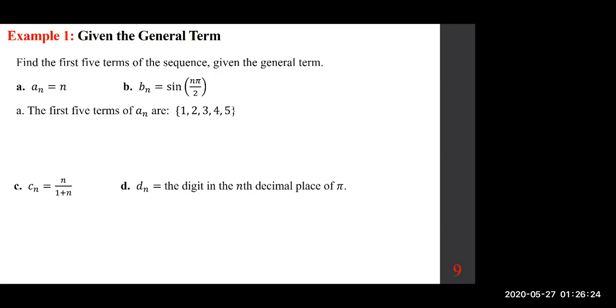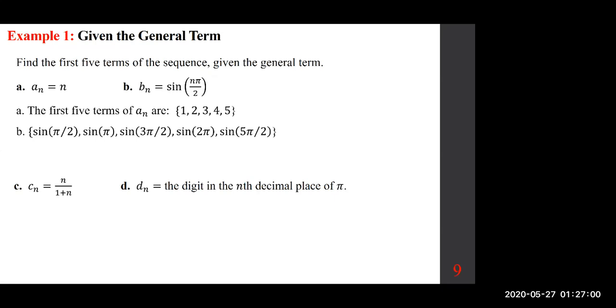But let's discuss part B because it's worthwhile looking at. Sine of n pi over 2. That means you replace the n with 1, you get sine of pi over 2. With 2, you get sine of 2 pi over 2, which is pi. And you continue until you get to number 5. Now, it's one of those common arcs. They are simple. Everybody remembers that.